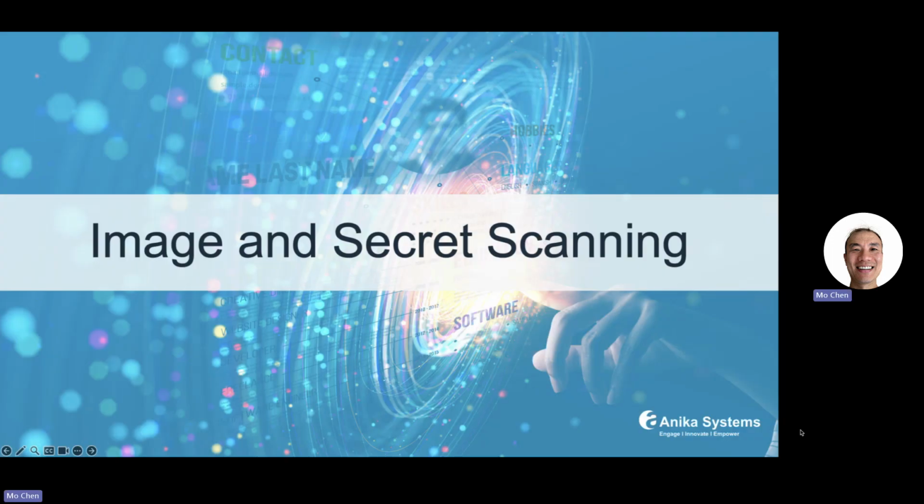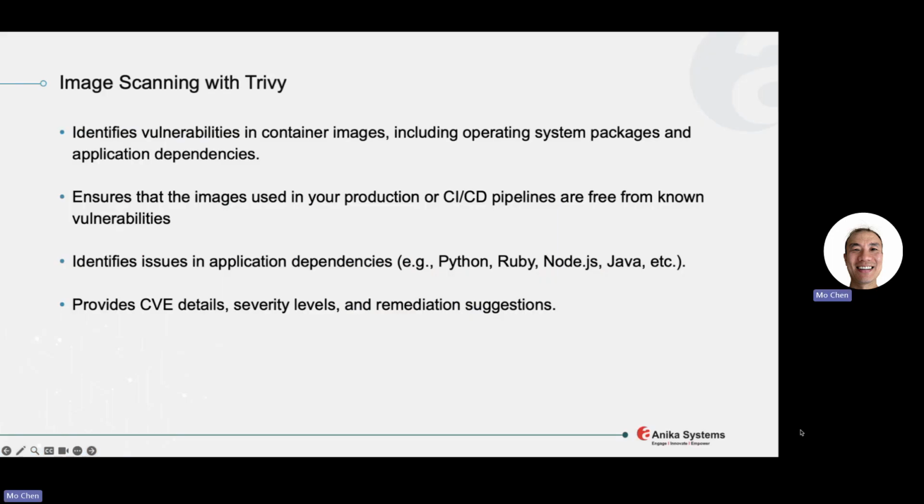In addition to the static code analysis, we also run Docker image and secret scanning against the application package built from the CI pipeline. We use a popular open source vulnerability and security scanner called Trivy. It is known for its simplicity and comprehensive scanning capabilities.